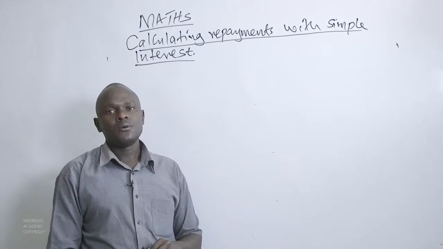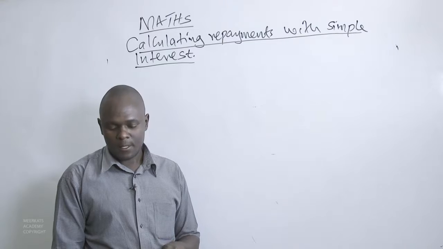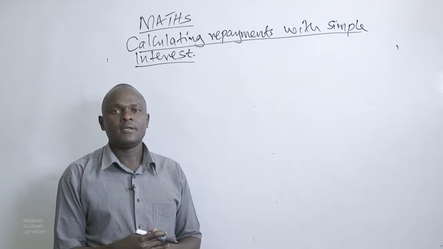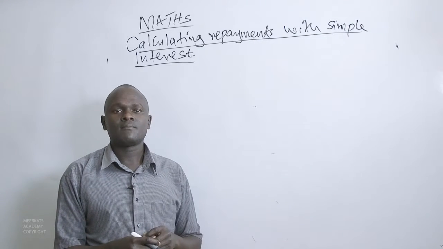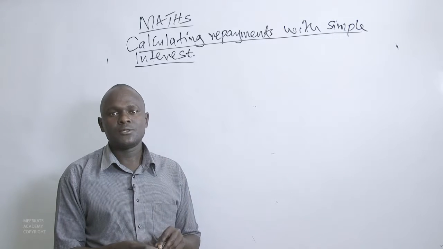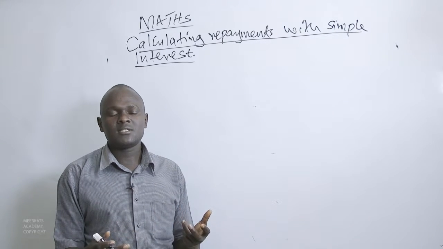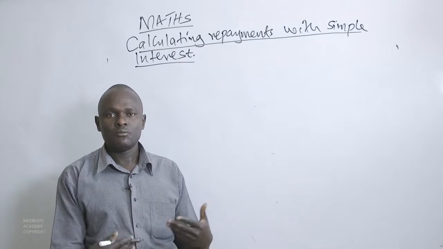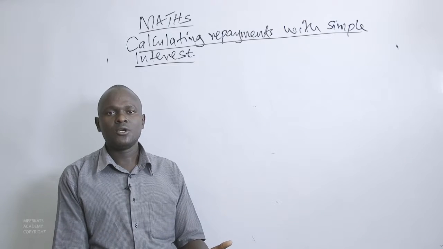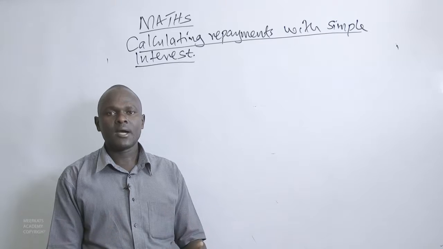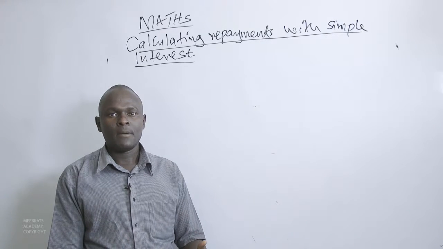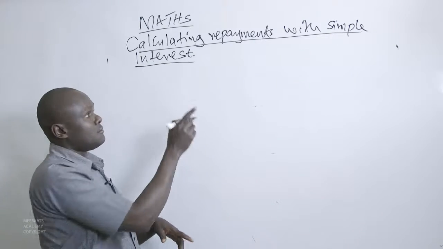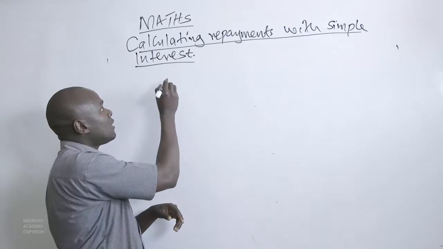Calculating repayments with simple interest. In this lesson, we want to look at how repayments are made. And when we talk about repayments, we can have two classifications of these repayments. The first classification is whereby you make a cash payment. At the end of the duration, you make a cash deposit of the same amount that you were loaned, or if it is an investment, it is given back to you with the interest in one installment, just at once, a cash repayment.